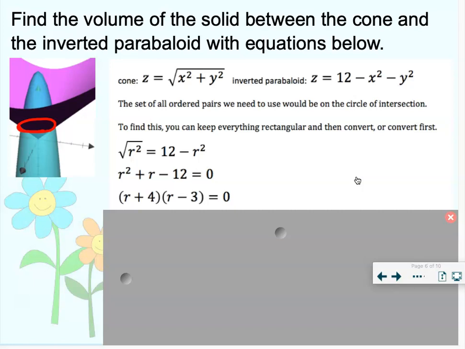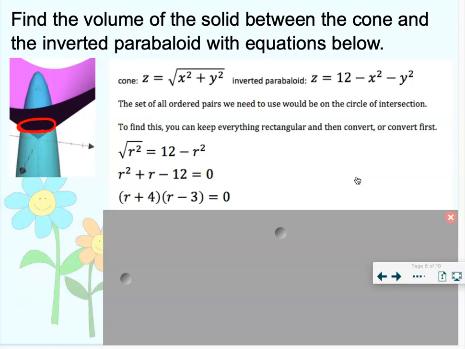And the nice thing is it's a circle centered at the z-axis. So r is just going to go 0 to 3, and theta is just going to go 0 to 2 pi. Now the tricky part is your z's, right? And it's really not that tricky. Sorry, when you're setting them equal to each other, what are you finding?